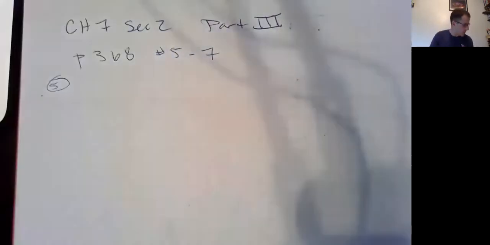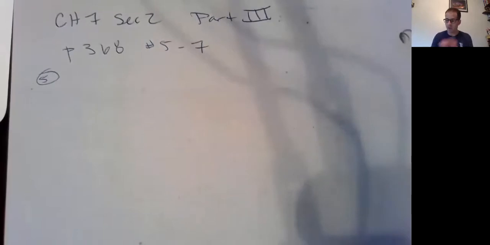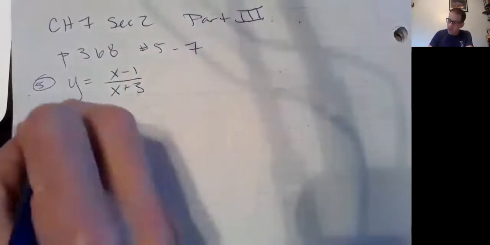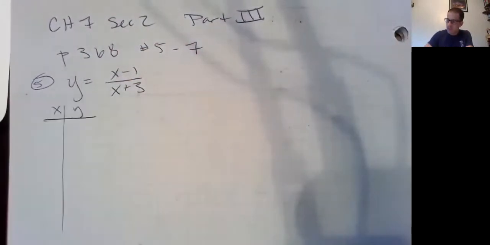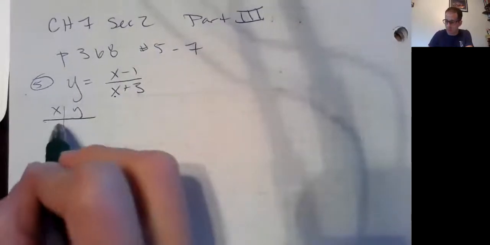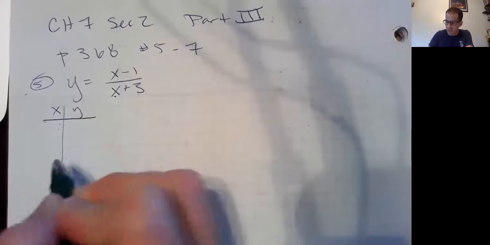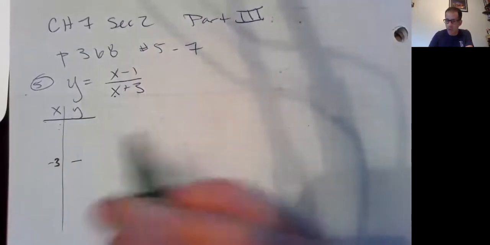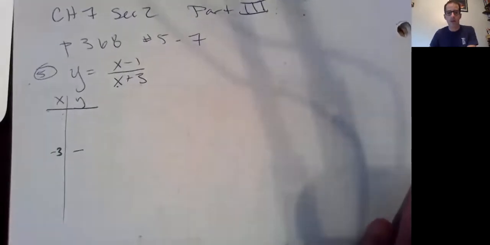What do the directions say? Graph the function, state the domain and range. Of course they say that. f(x), we're just going to write y equals (x minus 1) over (x plus 3). All right, T-chart, 6 points. What can't x be? x can't be -3. When I plug in -3 and add 3, I get 0, so it does not exist.